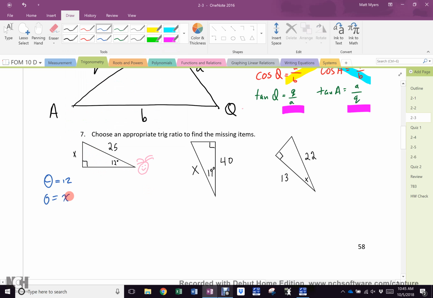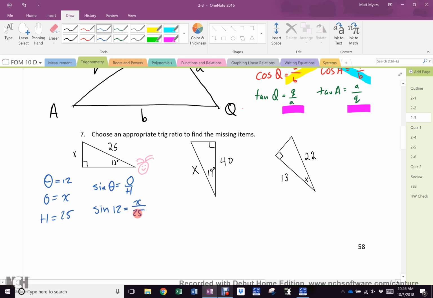What else do I have? Do I have an adjacent? No, I do not. I have a hypotenuse. Of what? 25. What uses O and H? Sine. Now, when we were doing O and A, it was tan. Now, it is sine theta equals O over H. Fill in what you know. Sine, what's theta? 12 equals, what's O? X over what?